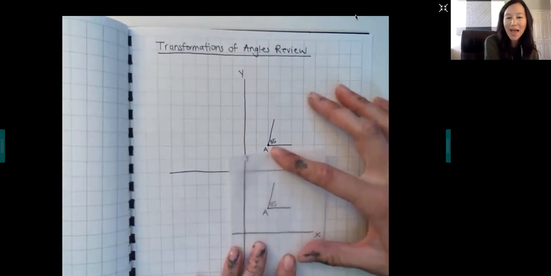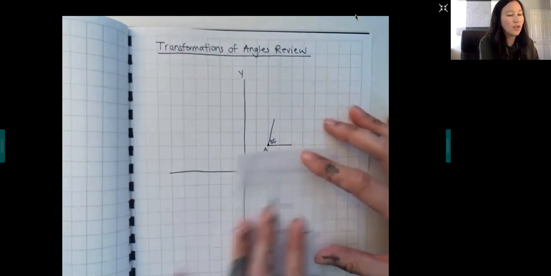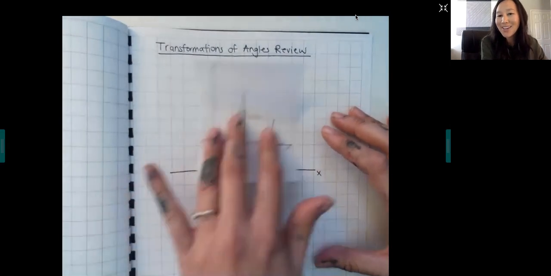Okay, so remember that as you do your checkpoint. So you're just sliding your angle wherever they tell you to slide it.